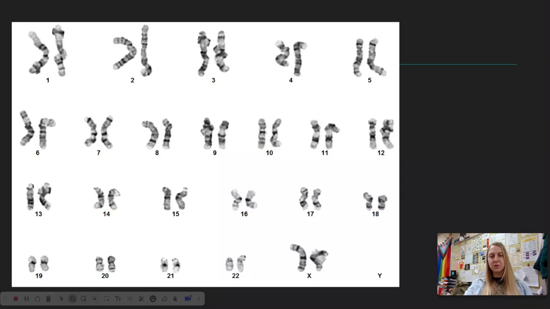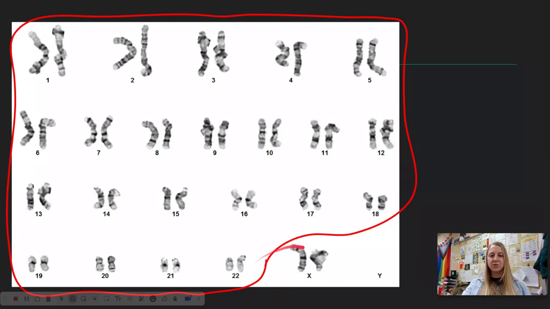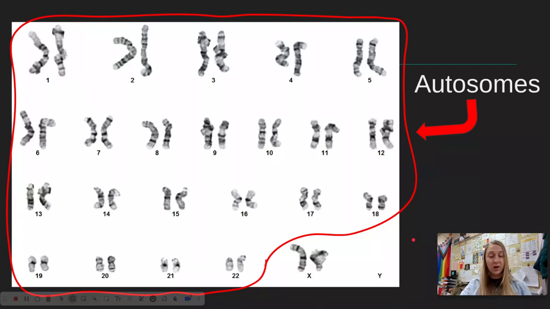Now, in this karyotype, you can very clearly see the different types of chromosomes that we talk about. This first group, I'd like you to circle. So all the numbered chromosomes, all the way from 1 to 22, circle all those. And we're going to label those autosomes, not AutoZone, like the place where you go for your oil change and your oil filter, but autosomes. Auto generally means body, and somes refers to chromosomes. So it's like the major body of your chromosomes.